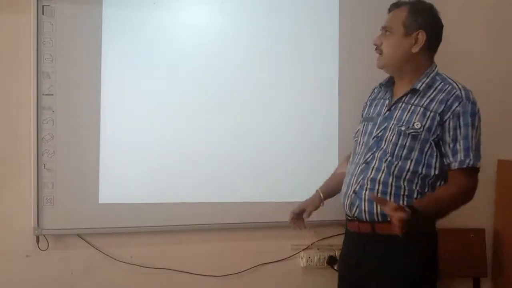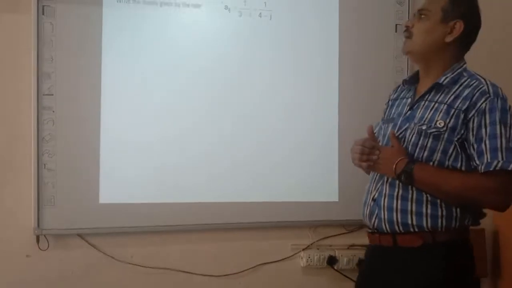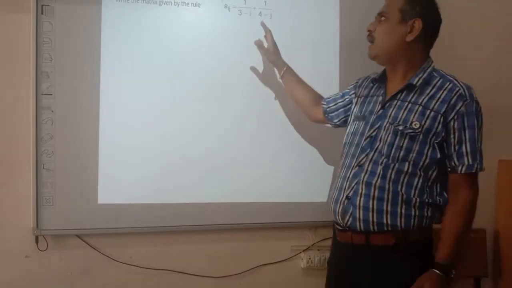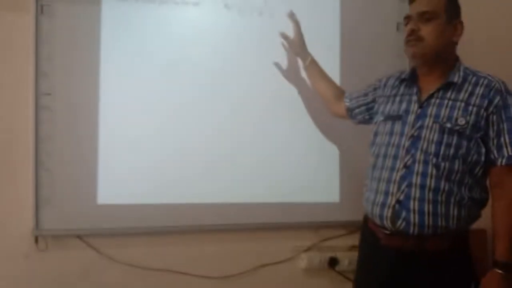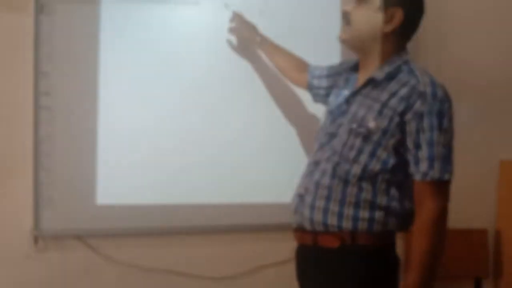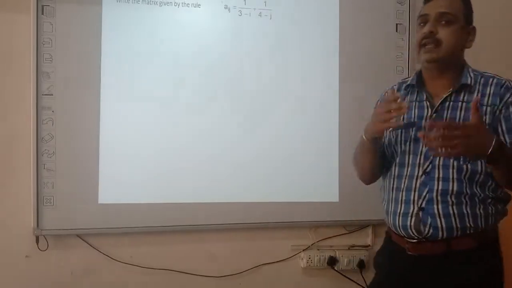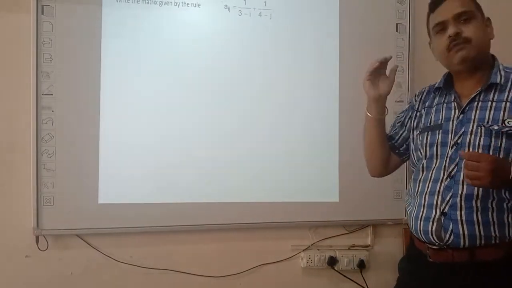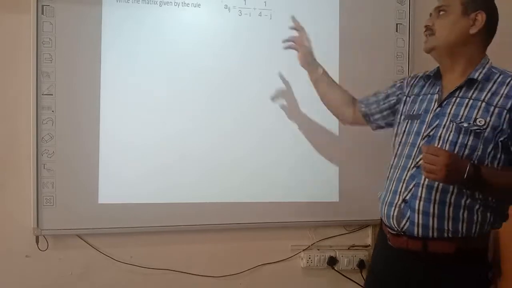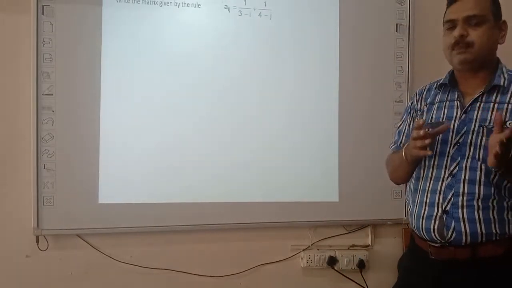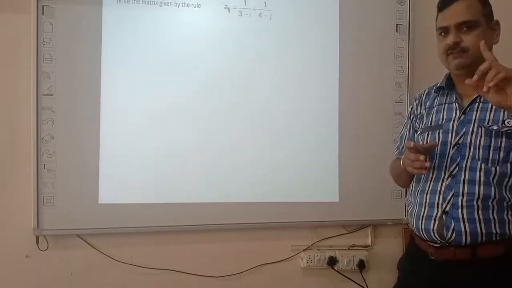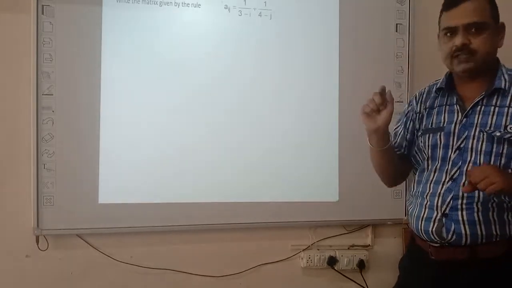Let's take one more example. Write the matrix given by a rule. We are given a rule, and in this rule we have to take values of i and j. i represents the row number and j represents the column number. Let us suppose first row and first column, then we have one element in the first row and first column.